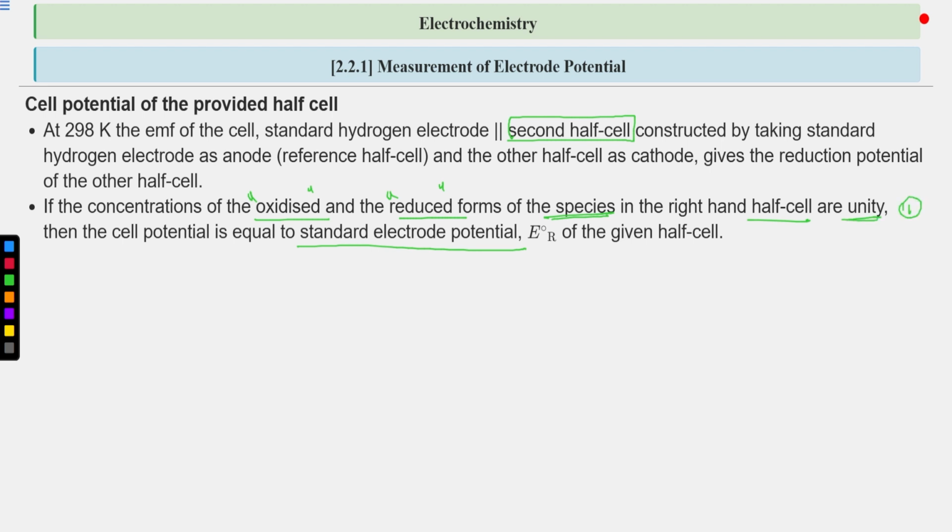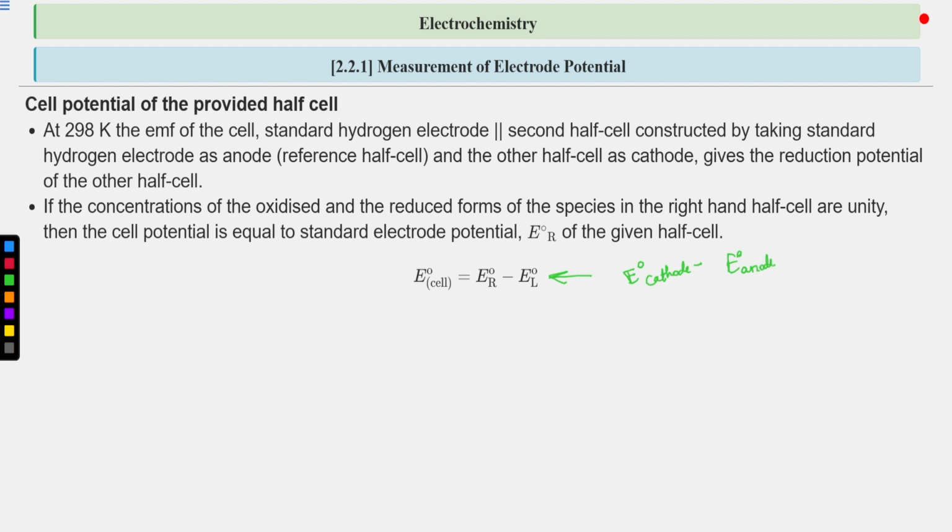If you take the concentration as 1, then the cell potential will be equal to the standard electrode potential, E naught R of the given half cell. Okay. So if you want to find out the E naught of the cell, that means the standard electrode potential, it will be E naught R minus E naught L. Right. The standard potential for the right electrode minus the standard electrode potential for the left electrode. This is the formula for determining the E naught of the cell. Okay, in other form it can also be written as E naught of cathode minus E naught of anode. This is the other form you can say.